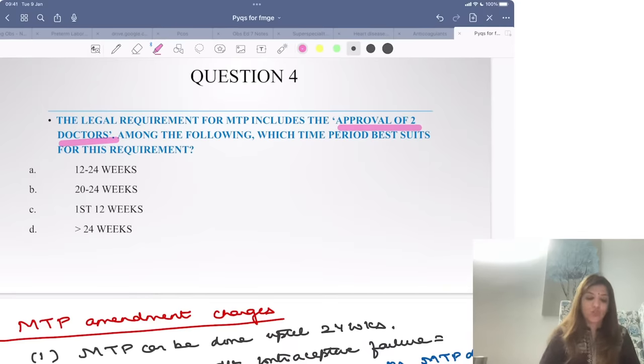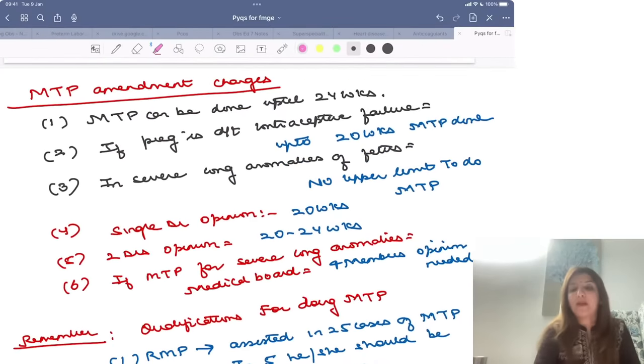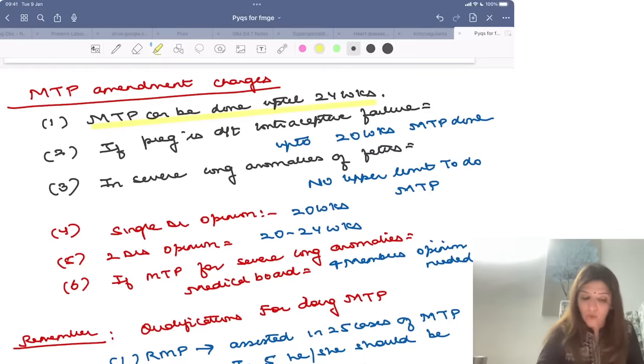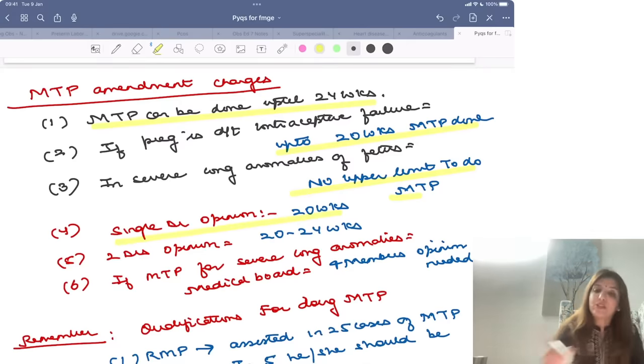So, we were talking about the MTP Amendment Act, right? The MTP Amendment came in 2021, and according to this amendment, I just told you a few of the changes: now MTP can be done up till 24 weeks. If pregnancy is due to contraceptive failure, then MTP is still done only up till 20 weeks. If it is due to severe congenital anomalies, there is no upper limit to do MTP. A single doctor's opinion is needed till 20 weeks. Between 20 to 24 weeks, two doctors' opinion is needed.